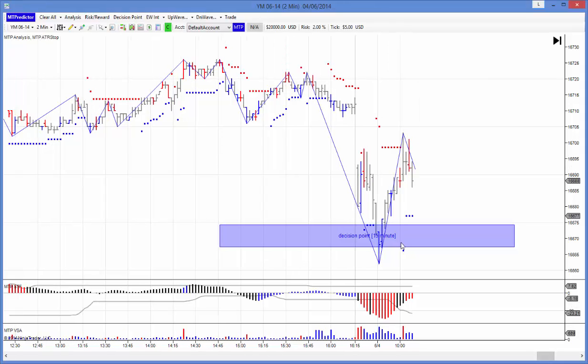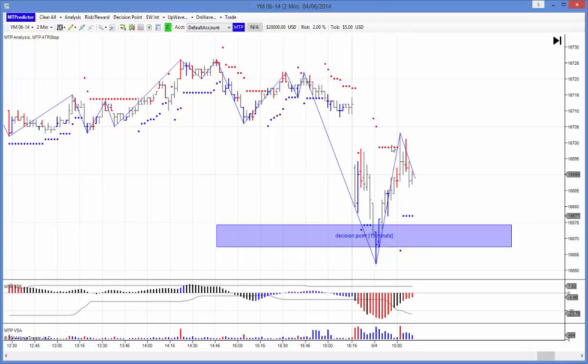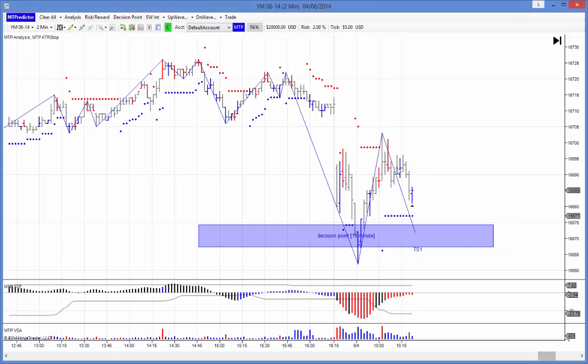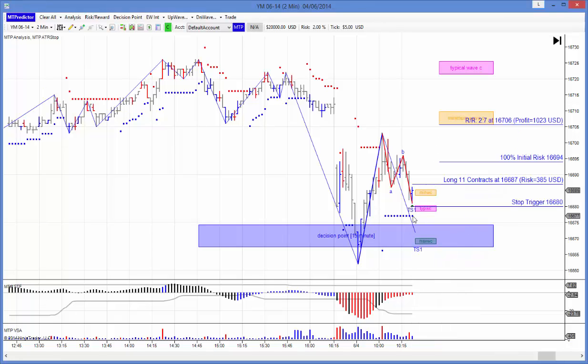After the market started to rally, which it did here, you'll then be actively looking for an ABC correction in this first correction after the initial rally. It came down to an initial setup here. Let's place the analysis on. That would have given a potential TS1 buy setup.